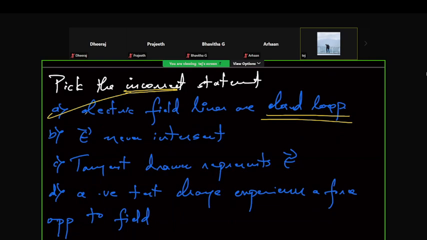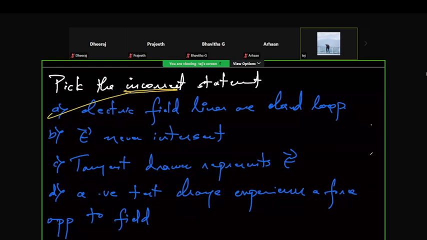But don't copy this alone without writing it's incorrect. Then what's the whole point? You should write it is incorrect, or you write electric field lines do not form closed loops. Whatever, but make sure you write it properly. Otherwise you're learning it, and then they'll tell you to find the incorrect statement and you'll tick that, and it'll be awkward.